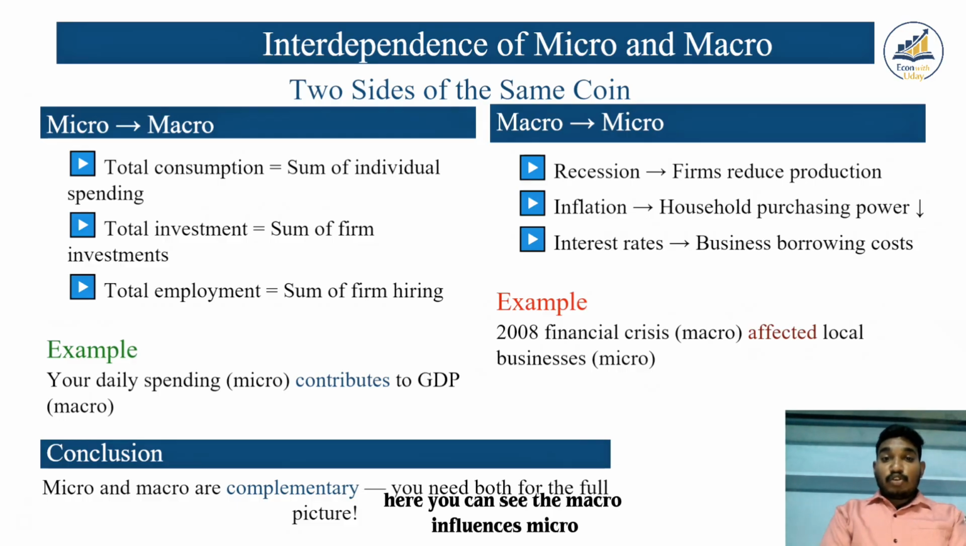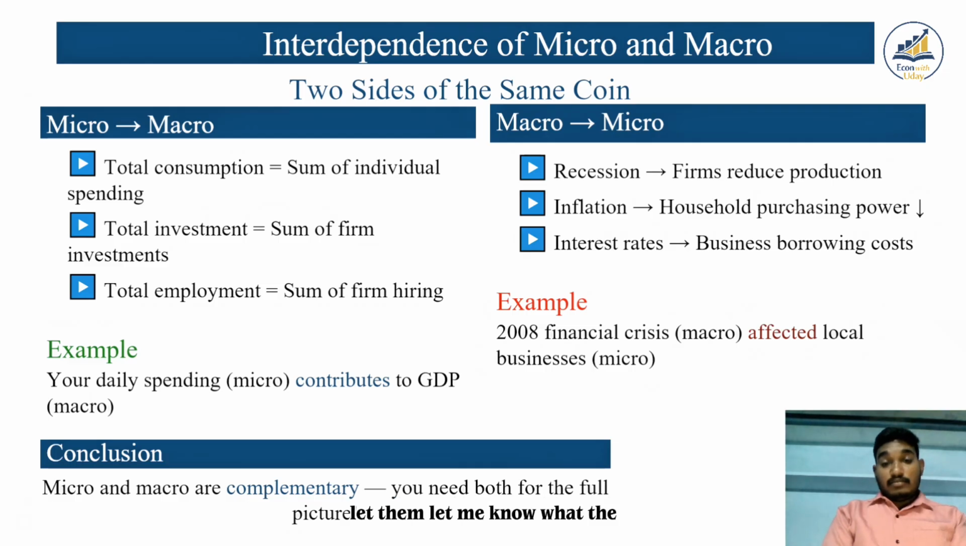Now you can see macro influences micro. When there is a recession, firms reduce production. When there is high inflation, household purchasing power decreases. When there are high interest rates, business borrowing costs change. The 2008 financial crisis, a macro event, affected local businesses and families, which are micro units. Think of all this: your daily choices shape the economy, and the economy shapes your daily choices. In the next slide, we are going to study how economics has expanded into specialized branches.